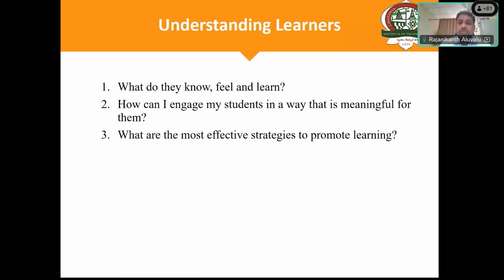We also need to have a plan for what are the most effective strategies to promote learning. In fact, if the learning is not happening effectively in the classroom, definitely we have to change our teaching strategy. So we need to identify the most effective strategies so that we can maximize the learning within the classroom. These are, I know, the two important slides that as a teacher, each time we need to keep questioning ourselves so that we can make the learning more effective.